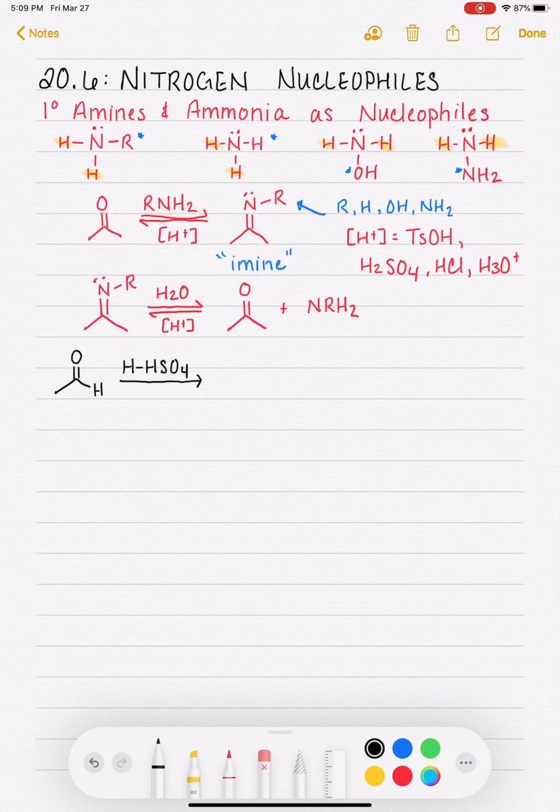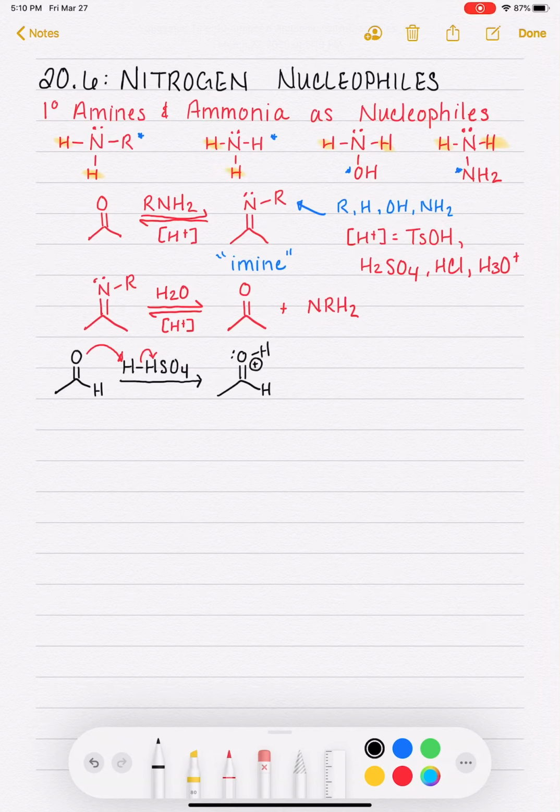But it is an equilibrium reaction. So the first thing that happens, and I'm going to sound like a nag, whenever you have an oxygen in the presence of an acid, the very first thing that you should always do is protonate the oxygen. So that's our first step. And then we end up with a protonated aldehyde in this case.